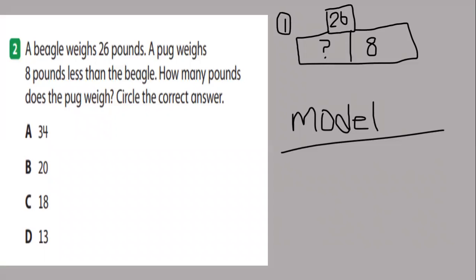Now remember yesterday when I was teaching the lesson, I pointed out you have to be very careful.